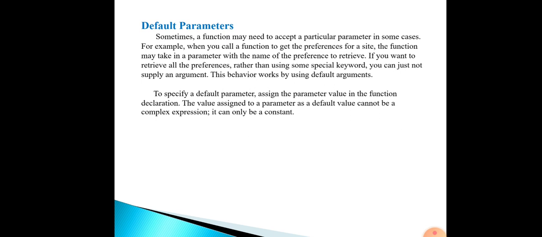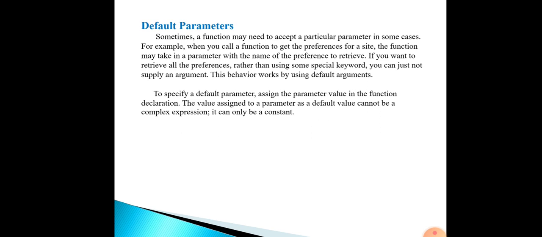PHP functions allow us to pass default values to their parameters. To specify a default value for a parameter, we assign the parameter a scalar value in the function declaration. Sometimes a function may need to accept a particular parameter in some cases.